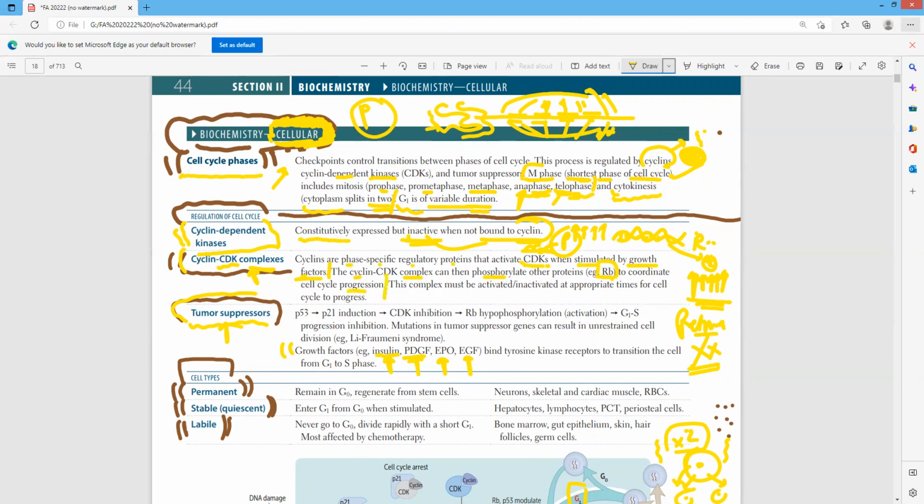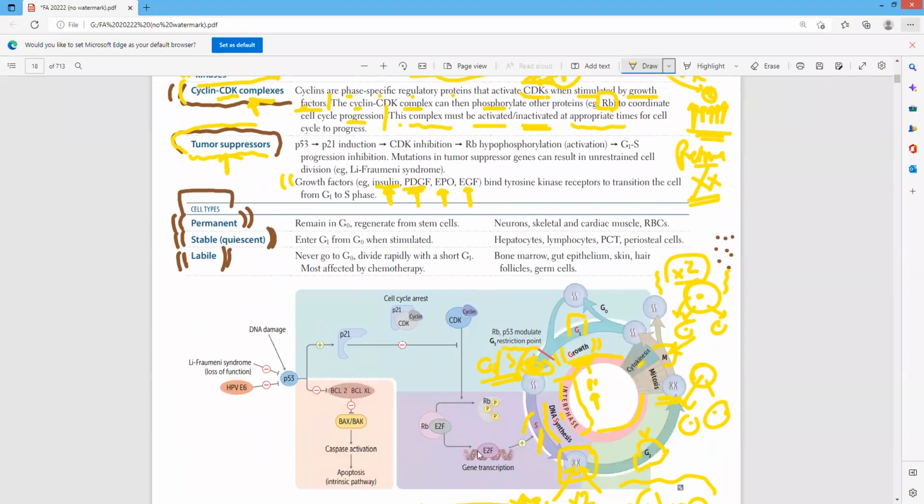I will show you in a minute. This complex must be activated or inactivated at appropriate times for the cell cycle to progress. See that.